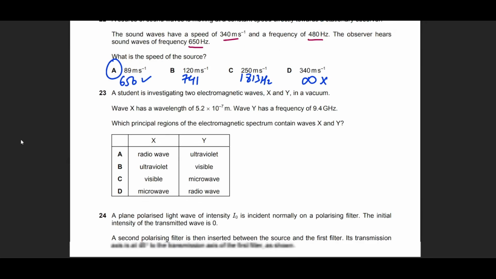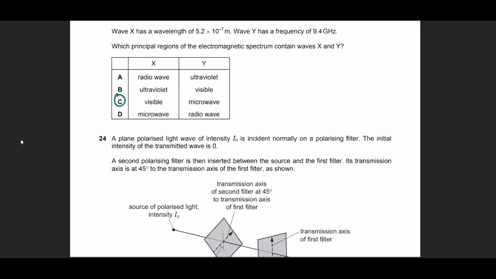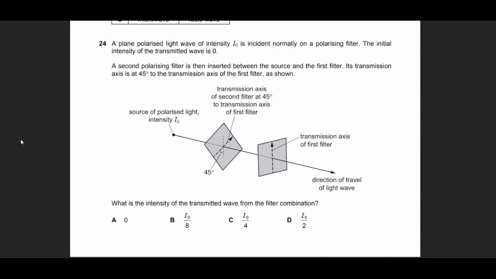Okay, all right. Question number 23, again, I can't help you in this question. You just have to memorize the whole spectrum. I'm really sorry about this, but you have to memorize it. There's no avoiding this. So question number 23 is going to be option C. You just have to memorize it. Question number 24 is interesting.